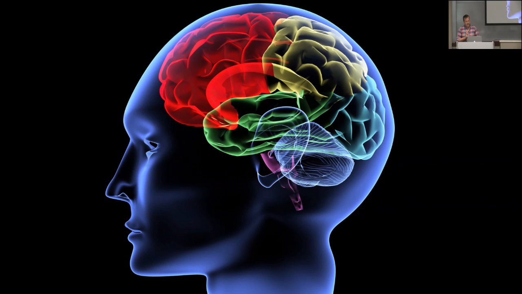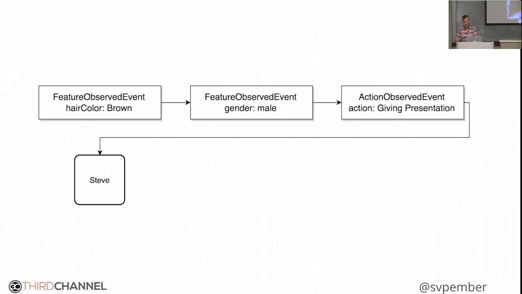Let's take me, for example. Even if you've never seen or met me before today, your mind has already recorded a series of facts, which is driving your mental model for me. For example, you could have a feature observed event. Notice my hair color. Notice my gender. Notice the fact that right now I'm giving a presentation, that I'm wearing a red shirt, and I might be speaking too fast. And that this forms your current representation of Steve.